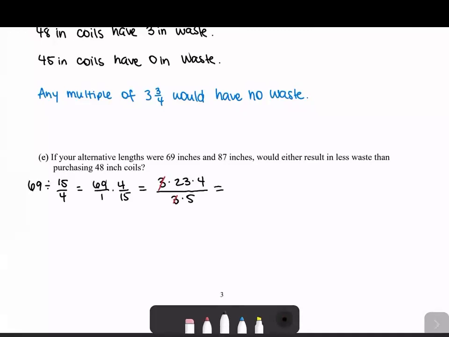So this is 23 times 4 over 5, which is 23 times 4 is 92, so 92 over 5. See, even if you can do it in your head, it never hurts to show your work on the side.